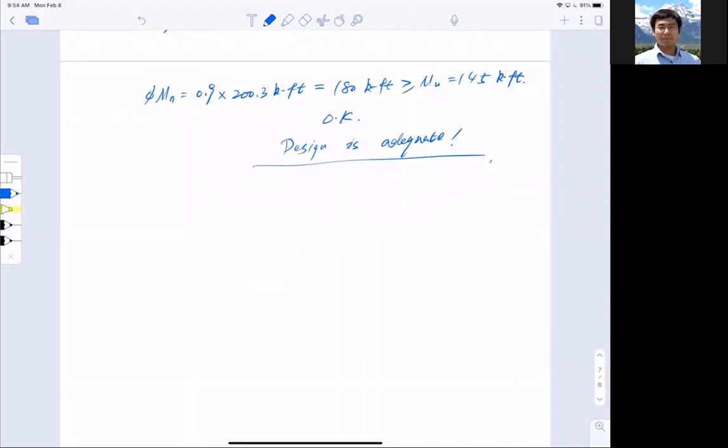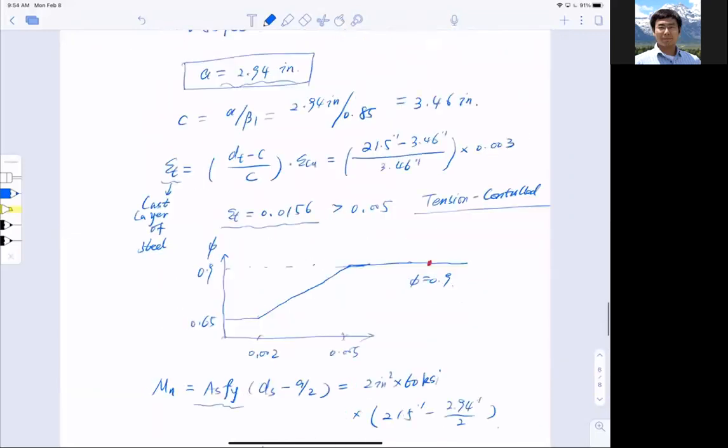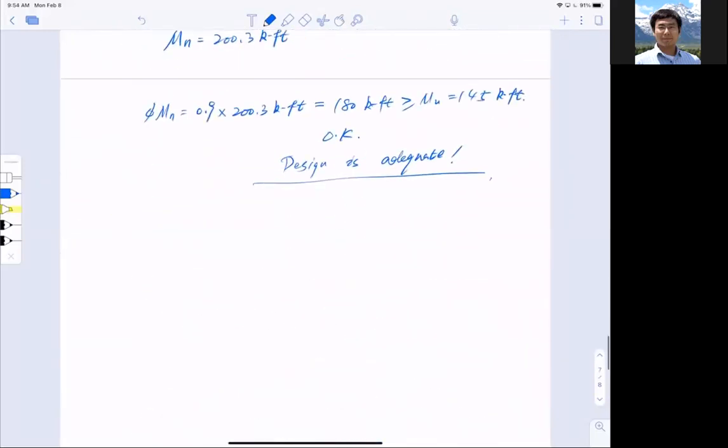So 2 things we haven't checked yet, right? And I will leave it to next lecture. That is for the next step. This is step number 5. So it's the next step, right? Check As min. Is your provided As bigger than As min or not?